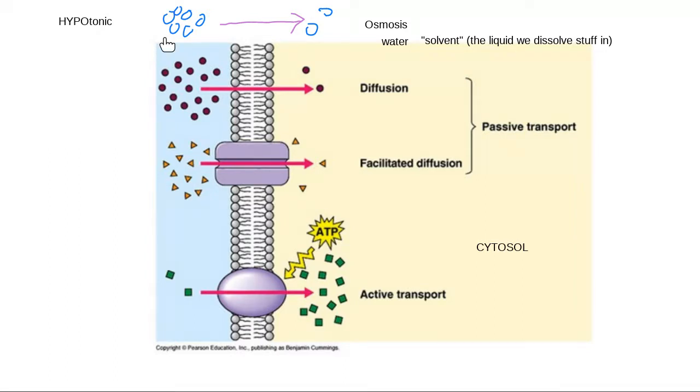Hypotonic. That means I've got a lot of water and not a lot of dissolved stuff. So a hypotonic solution has a lot of water and not a lot of dissolved stuff. If the stuff on the outside has more water, that means the stuff on the inside has more salt. What's the word that's the opposite of hypotonic? Yeah, exactly. My opposite word is hypertonic.